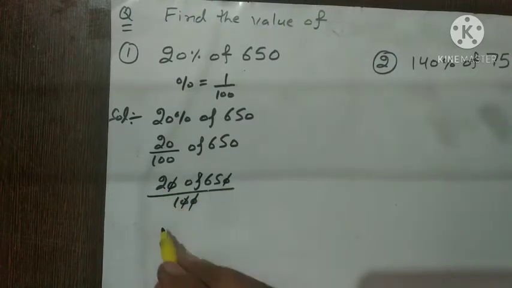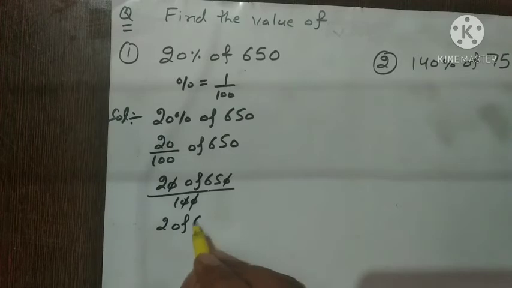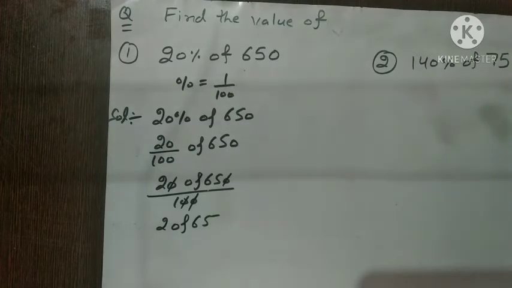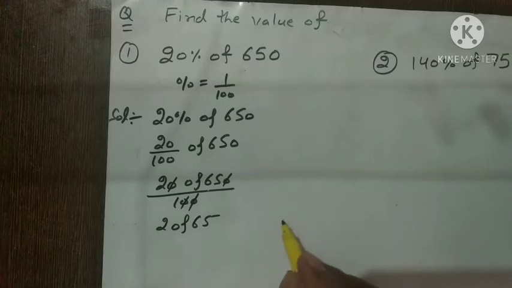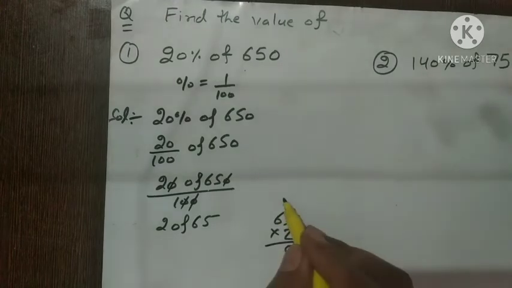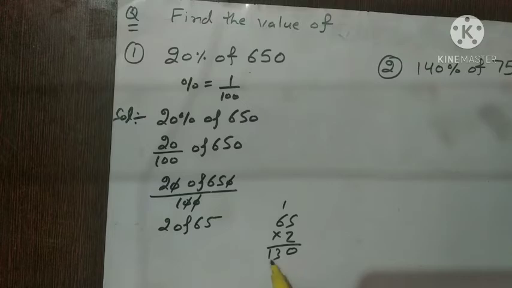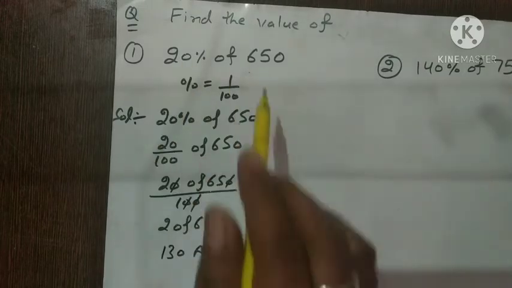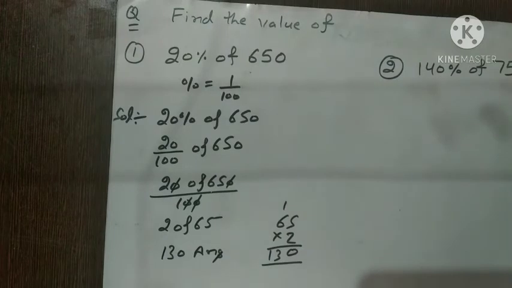Now what I am left with is 2 of 65. Now 2 of 65, we need to multiply 65 by 2. So 65 multiplied by 2 is 130. So the answer is 130. So I can write 20% of 650 is 130.